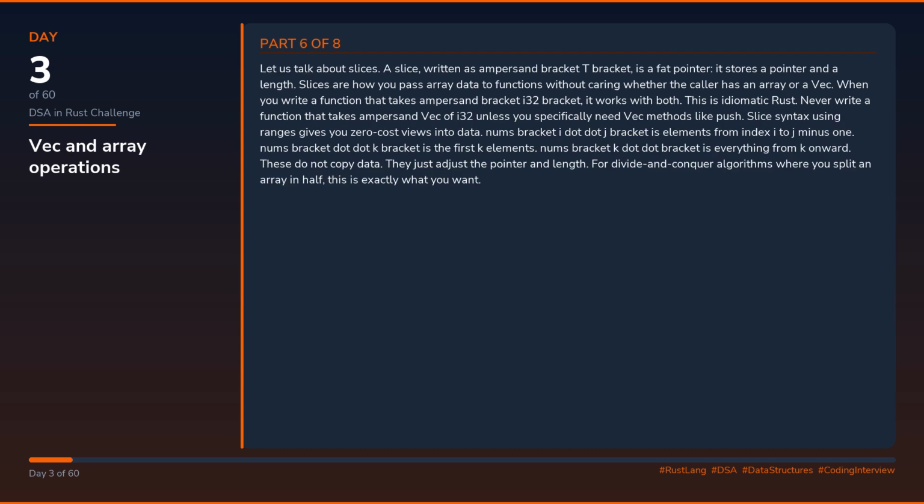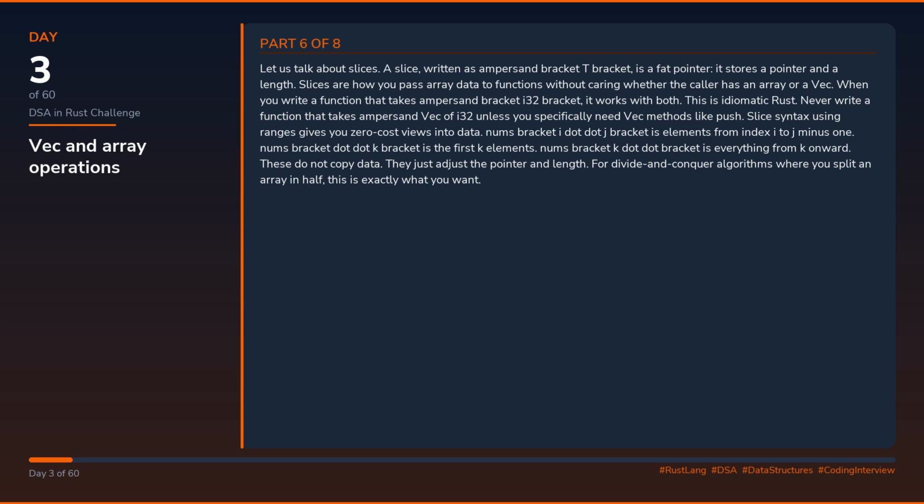Let us talk about slices. A slice, written as &[T], is a fat pointer. It stores a pointer and a length. Slices are how you pass array data to functions without caring whether the caller has an array or a Vec. When you write a function that takes &[i32], it works with both. This is idiomatic Rust. Never write a function that takes &Vec<i32> unless you specifically need Vec methods like push.